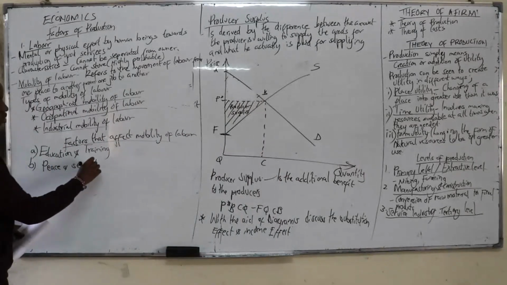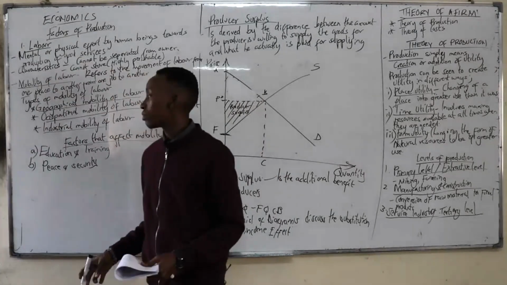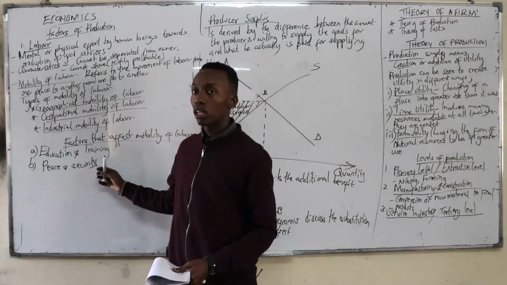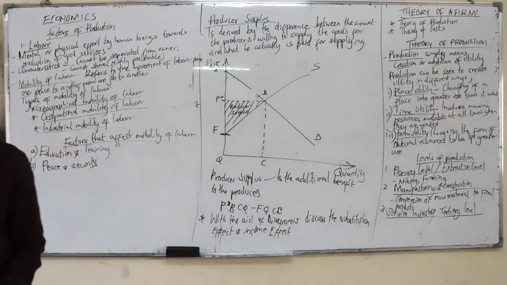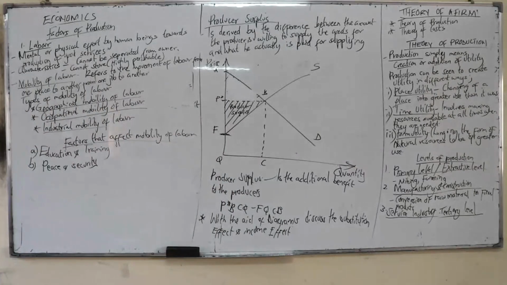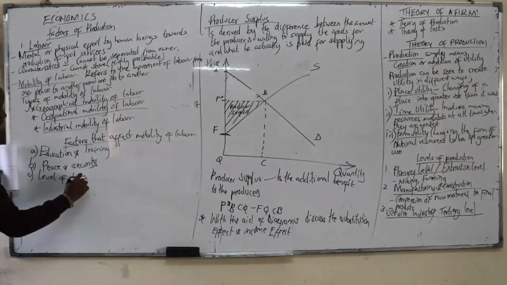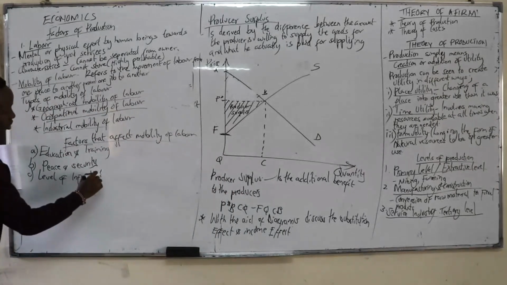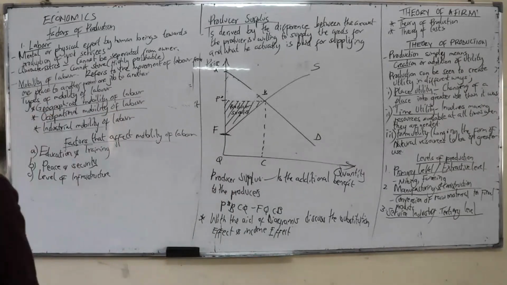Peace and security. Which form of mobility of labor does it affect mostly? This one. Geographical, correct. Geographical mobility of labor. And then also the level of infrastructure. So the level of infrastructure is on the basis of the availability of good transport and communication.